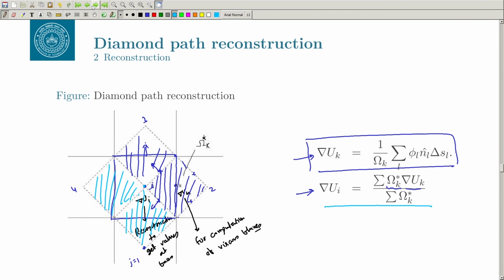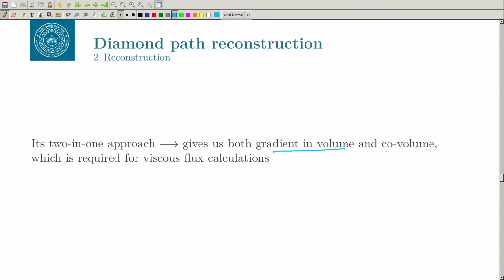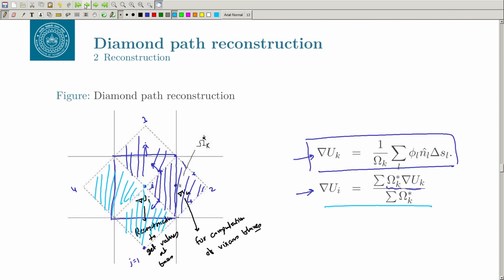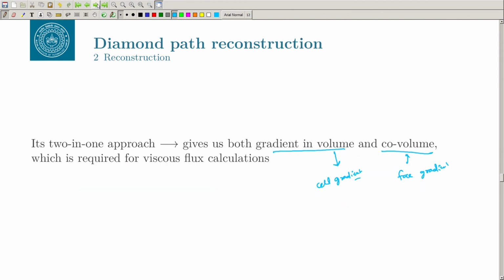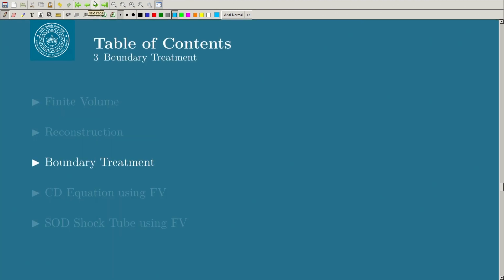So, we got both the gradient in the volume and co-volume, right. The co-volume is nothing but the face gradient, and this is the cell gradient, right. This is a very popular approach, which is called the diamond path approach, because we are creating a diamond path by connecting the cell centers of the neighboring cells. So, with that we have a fair knowledge of how to calculate the gradients in 2D and 3D also. In 1D, as we discussed a couple of classes back, it is very trivial.